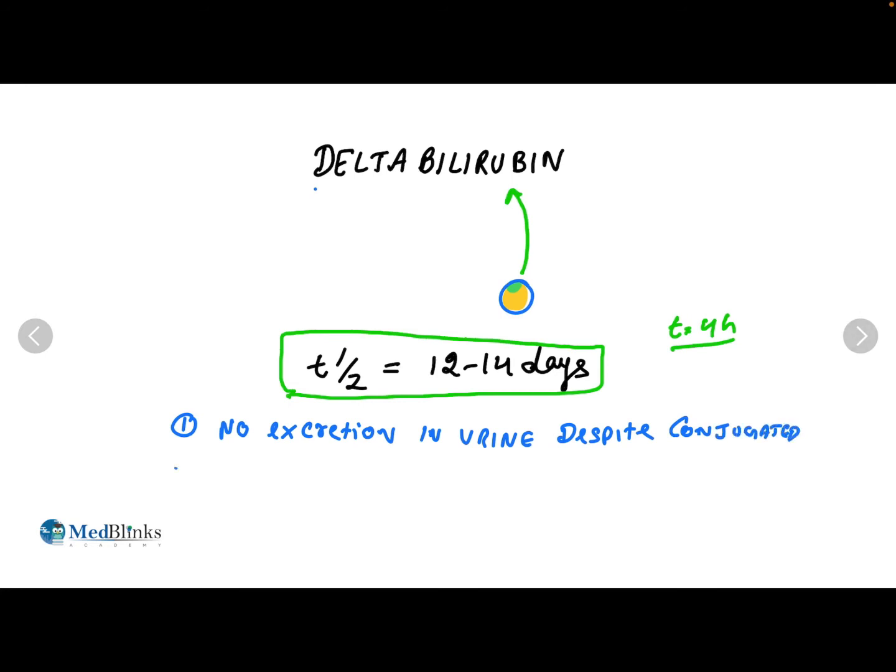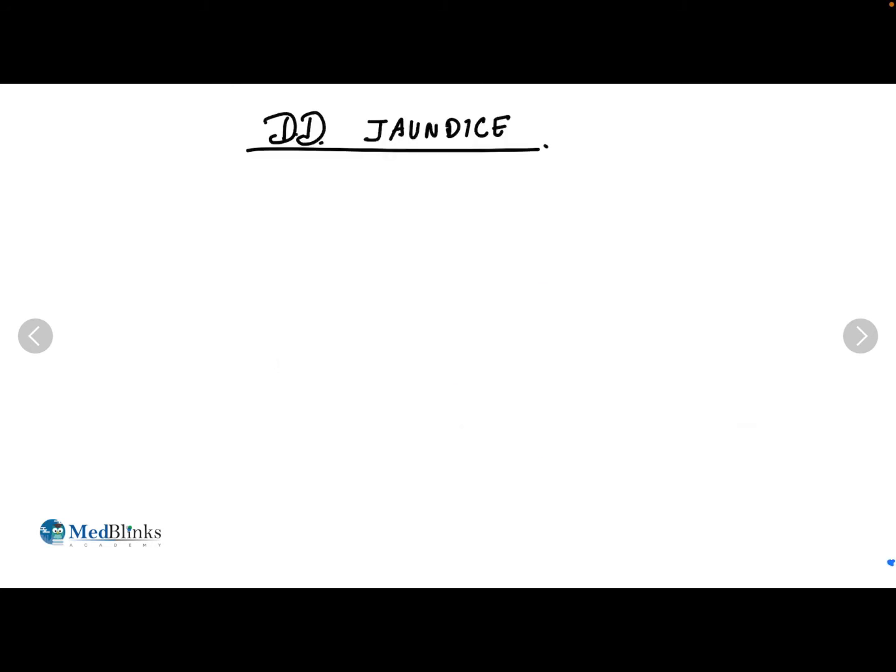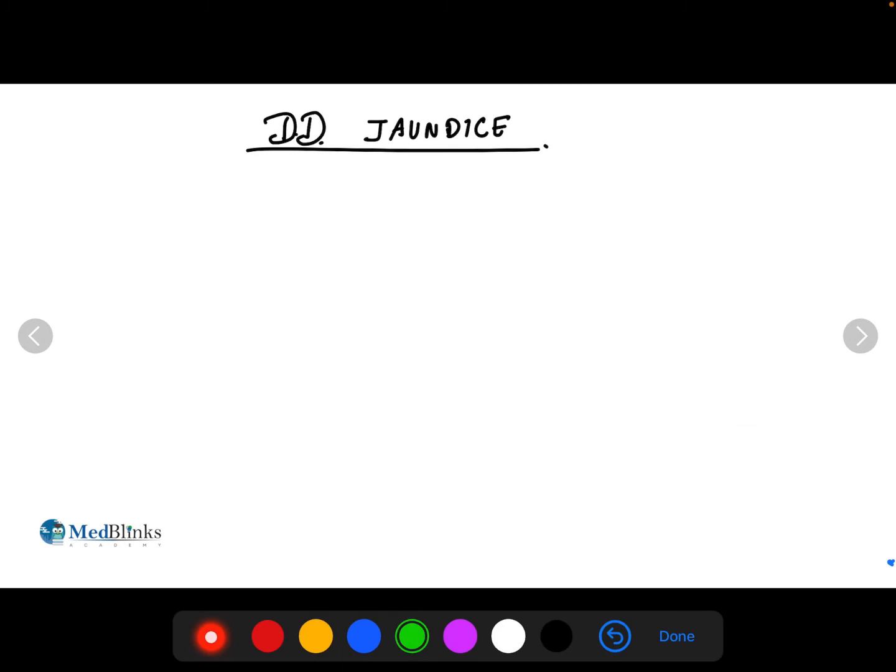And secondly, in cases of hepatocellular jaundice, when there is liver damage, this bound conjugated bilirubin-albumin complex remains in serum for a much longer time even after recovery of hepatocellular jaundice. So these two things we must remember.